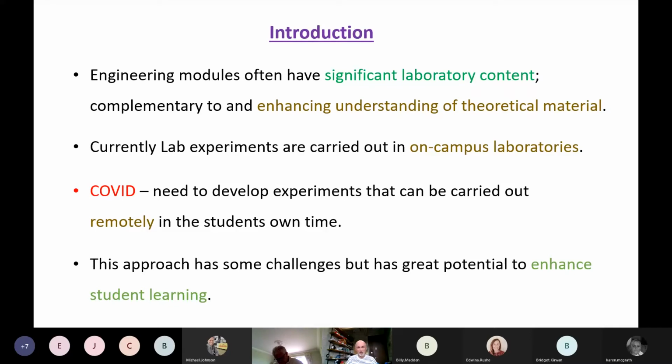Now, indeed, in some cases, labs were actually cancelled. So there definitely is a need now to develop experiments that can be carried out remotely in the student's own time, within, of course, reasonable restrictions. And this approach, as I've seen myself and my colleagues as well, has some challenges, but we've seen that it does have great potential to enhance the whole student learning experience in ways that we didn't necessarily foresee in the first place.